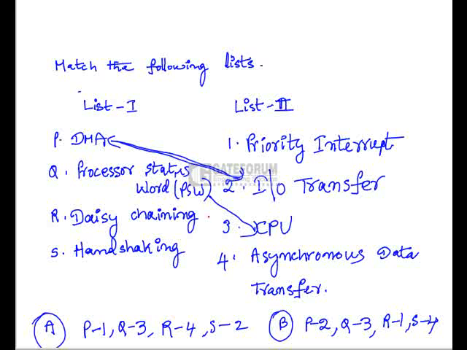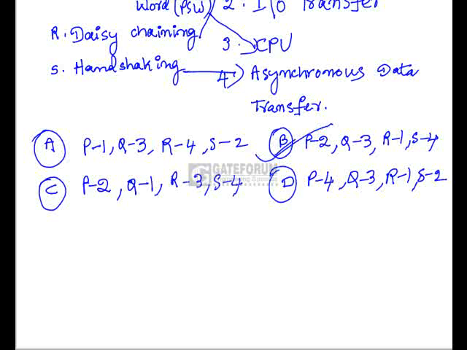Daisy chaining is a method of the priority interrupt. In a priority interrupt, we use this daisy chaining technique. Handshaking is asynchronous data transfer. That is P2, Q3, R1 and S4. That is option B is the right option here.